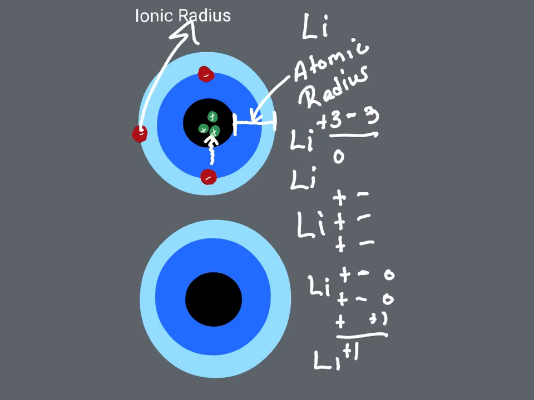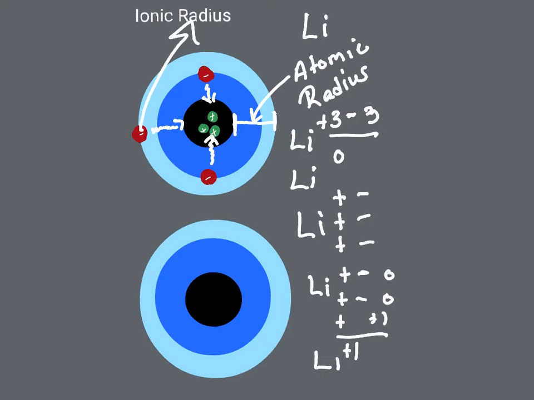These protons are pulling in these electrons a little bit towards the nucleus, and it's what keeps them in orbit, right? It's that positive and negative attraction that keeps the electrons in orbit around the nucleus of the atom. What happens though when you have one less electron, but you still have the same number of protons, right? So let's draw that real quick.